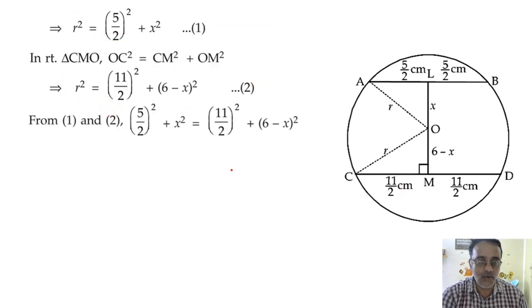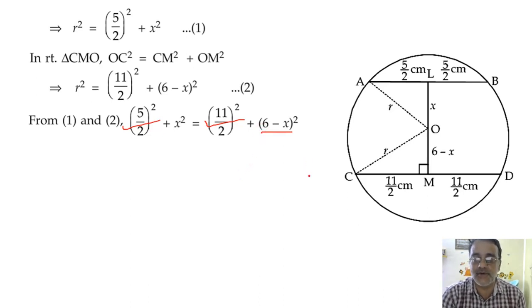Okay. Now 5 by 2 whole square, what will you get? 25 by 4. And 11 by 2 whole square? 121 by 4. So 121 by 4. And what will you get?